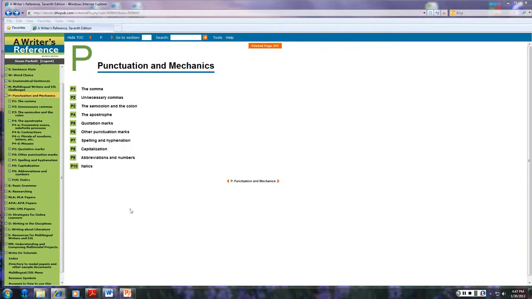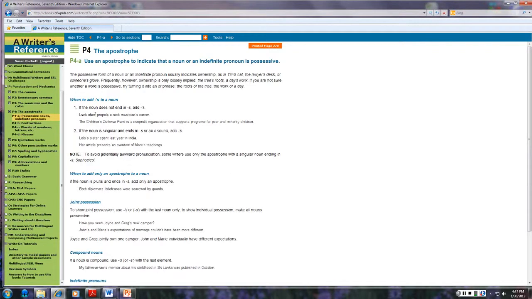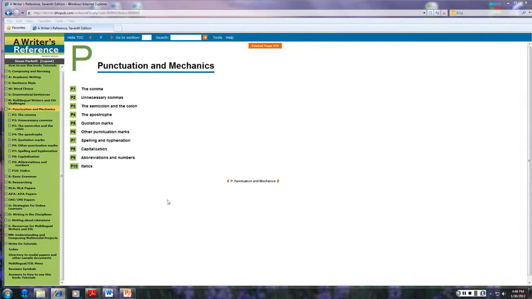P4 deals with the apostrophe, and the primary error that I see is when students do not show possessive. That is, they don't use an apostrophe S to show that there is possession. I don't typically see errors in students using them incorrectly once they do show possession, but that seems to be a common omission. So be aware of that and make that modification if you need to.